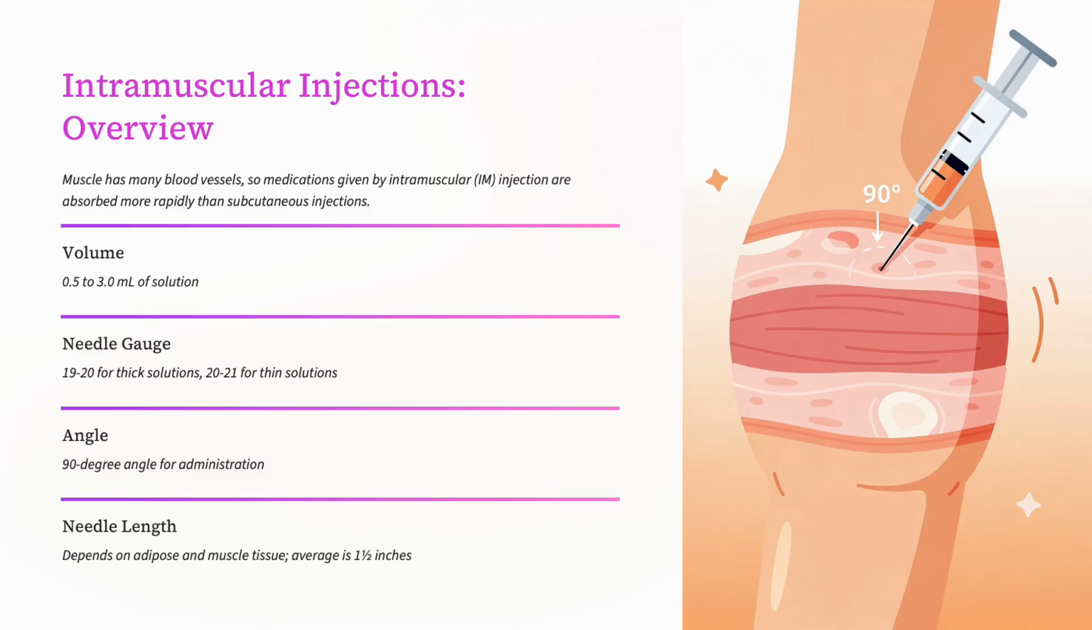For needle gauges, again, we're going to select based on the solution. So something like Rocephin that is very thick or viscous, we might use a 19 to 20 gauge. If it's thinner, we'll go 20 to 21. And so these are big fat needles that we need to get into the muscle. They're a lot smaller than those sub-Q or intradermal needles. Those are much skinnier. And then the angle, we're always going to go in at 90 degrees for every person, every size, no exceptions. IMs are always 90 degrees.